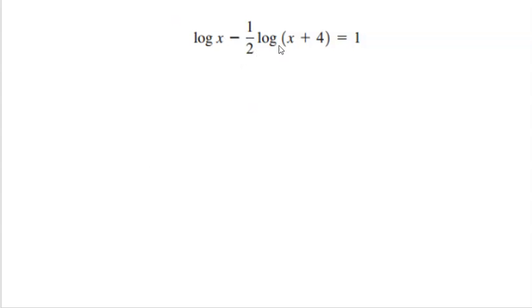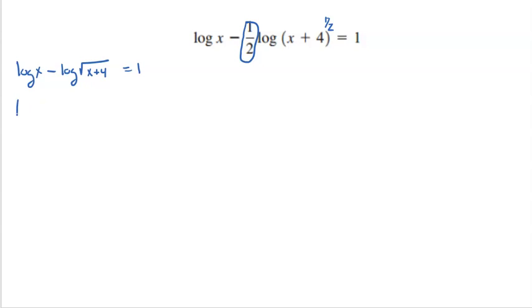And that's very easy to get rid of because I could take the power rule and I can take this 1/2 and I can move it up here as the power. And of course, a 1/2 power is a square root. So let me go ahead and do that first. I'm going to start my work over here because I need a little bit of room for this problem. All right, so I have log of x minus log of the square root of x plus 4. All I did was put that 1/2 power up there, equals 1.